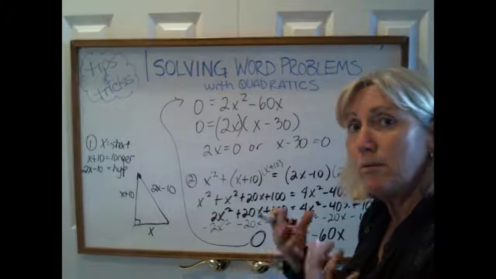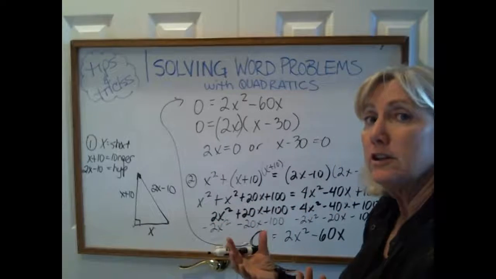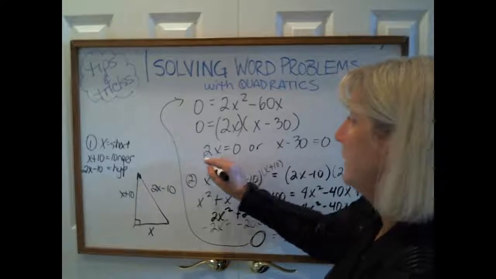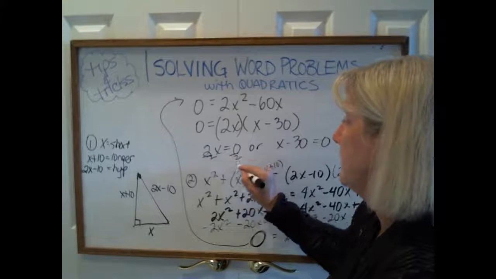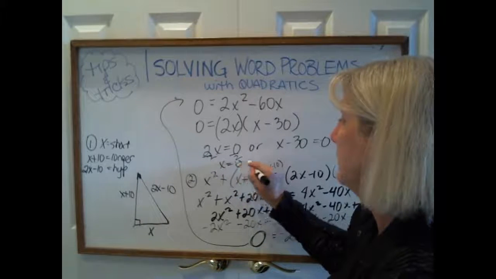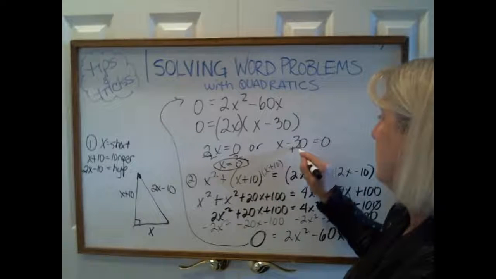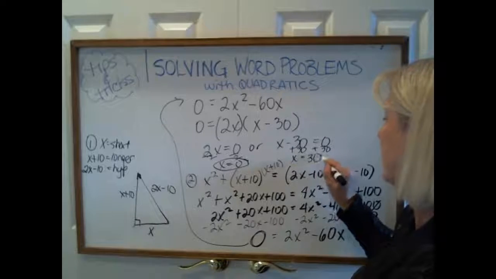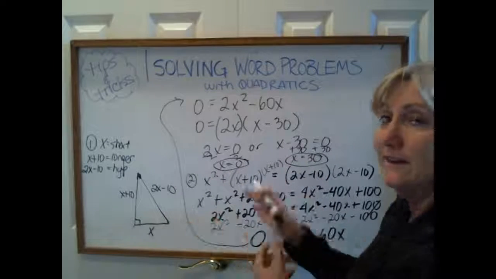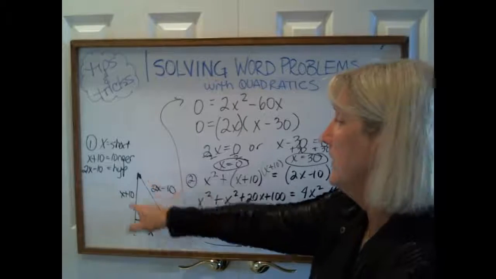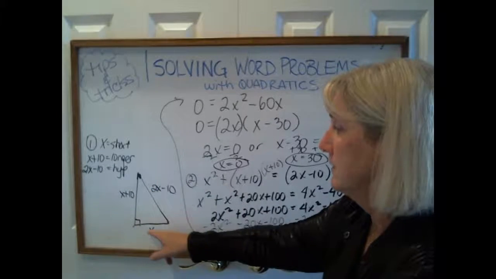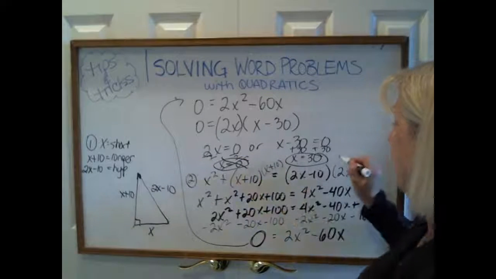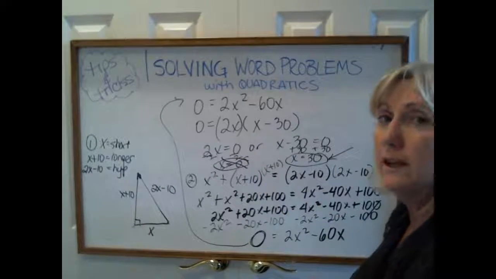And since this is a word problem, you have to decide, are both answers legitimate or is one not legitimate because it's a word problem? So here, if we divide both sides by 2, 0 divided by 2 is just 0, so we get x equals 0 as one answer. And here we add 30 to both sides. We get x equals 30 as one answer. One of these doesn't make sense. If x equals 0, then we don't have a triangle here because this side is 0. So we can eliminate x equals 0, and so x equals 30 is our answer.